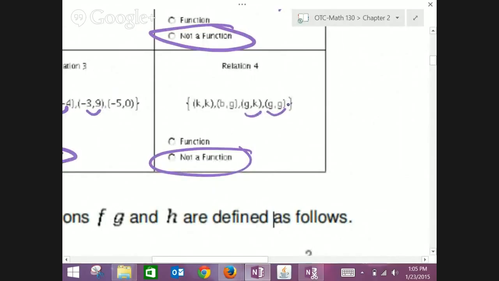Anytime my X goes to more than 1 Y, you can think of X going to more than 1 Y, I have a vertical line. Vertical lines are issues with the vertical line test.